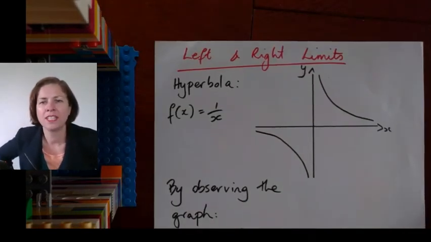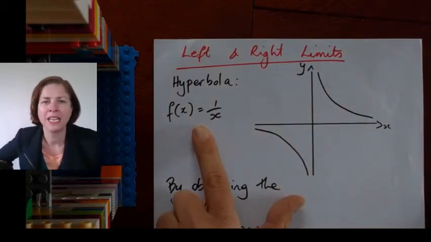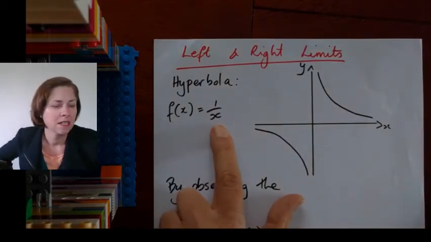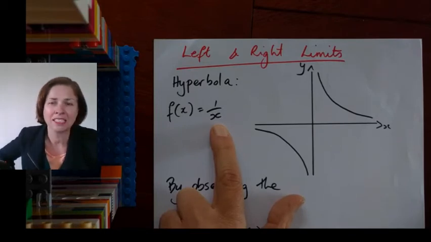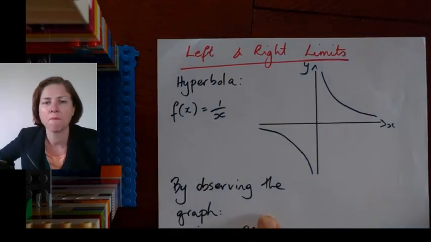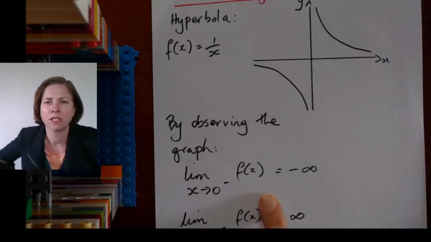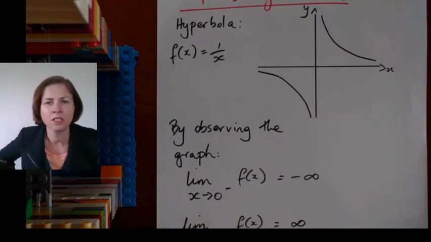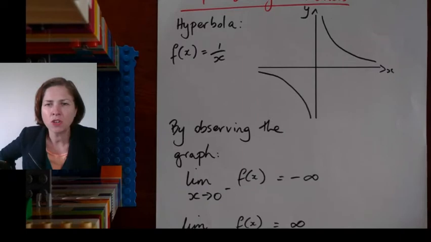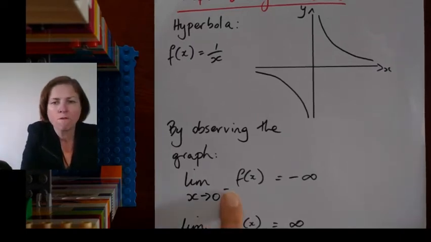So what I've got here is a hyperbola. We know the function for a hyperbola is f of x equals 1 on x. Because I've got an x denominator, that gives me an asymptote at x equals 0. When x equals 0, this function does not exist. So I'm not going to look at numbers. I'm just going to observe the graph. By observing the graph, when x approaches 0 from the left, what is the limit of f of x?